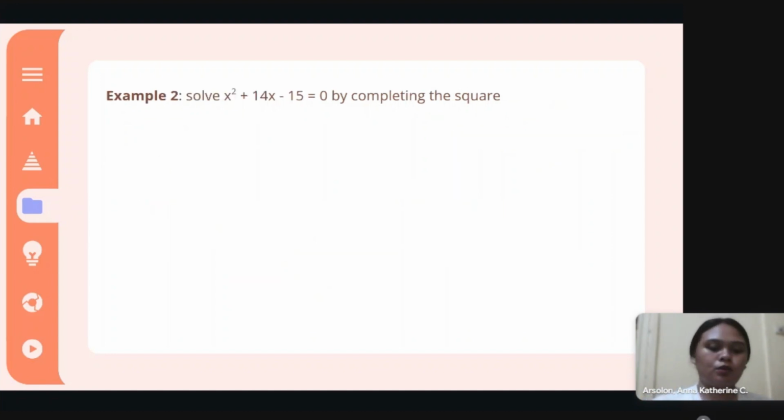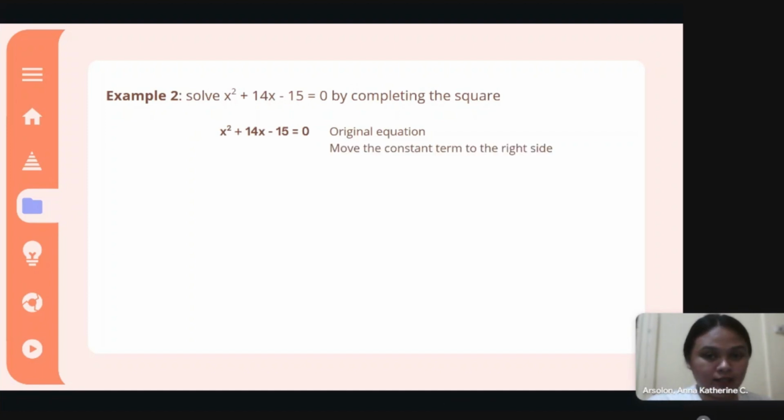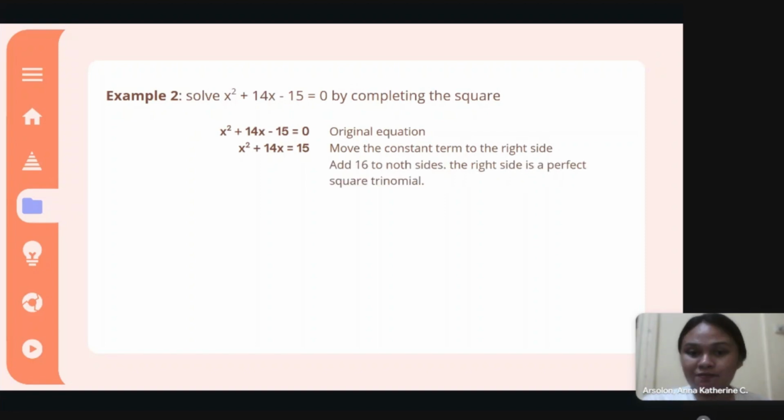Now another one, example number 2. The original equation is x squared plus 14x minus 15 equals 0. Now we move the constant term to the right side. It will become positive 15, then add 16 to both sides.